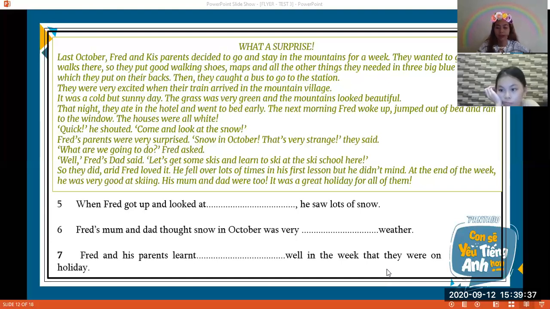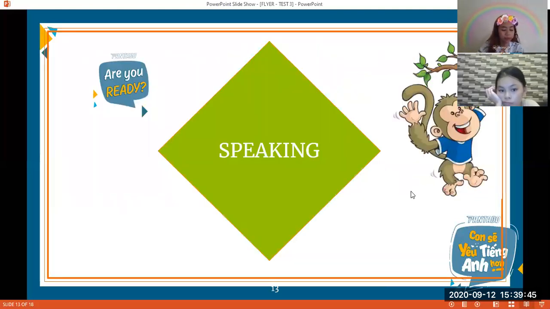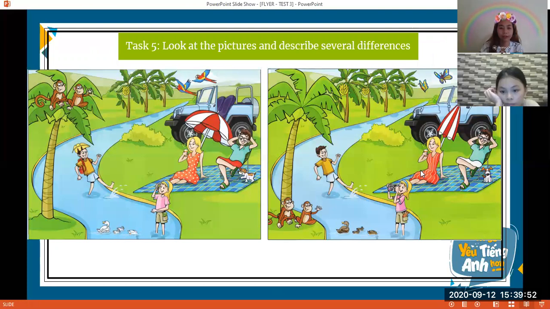Speaking. You only have 6 minutes to do this. Are you ready? Yes. Task 5. Look at the pictures and describe several differences. Okay, go. First, in the first picture, can you speak clearly? This is graded, okay? I will give you points for this. So you have to speak clearly and correctly.